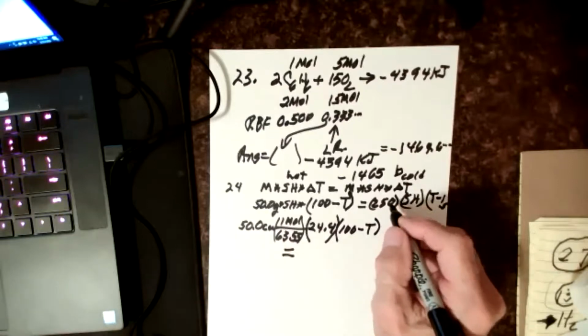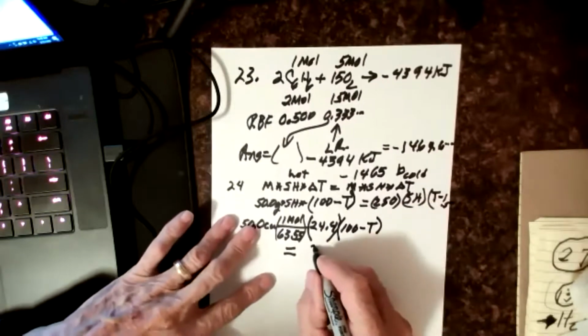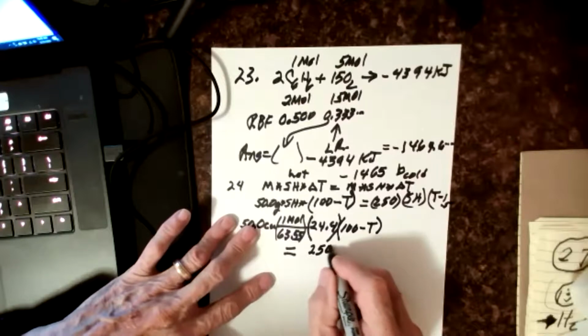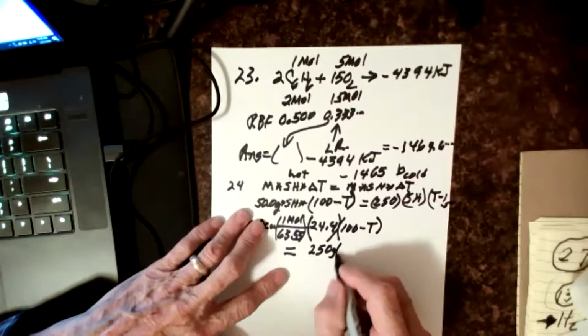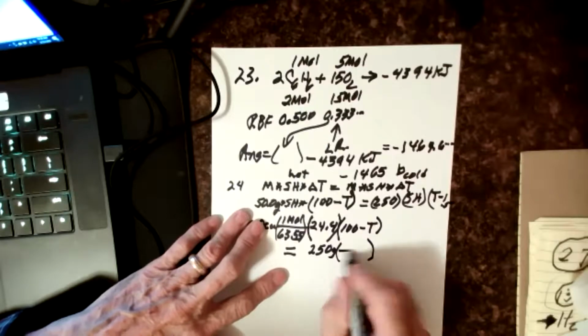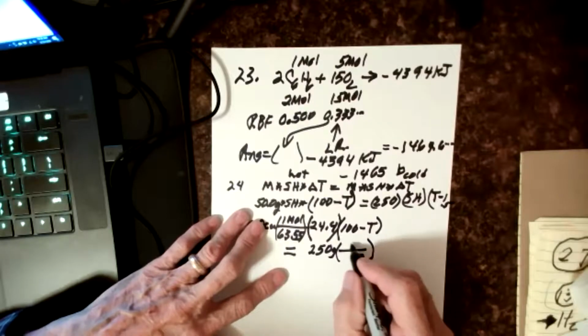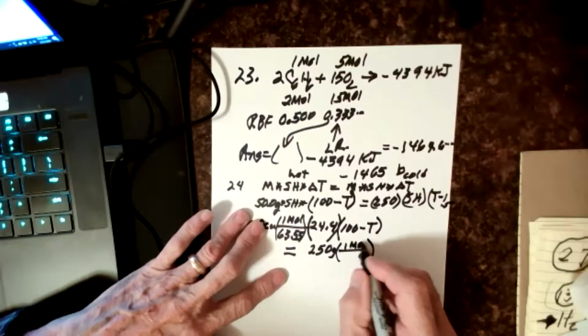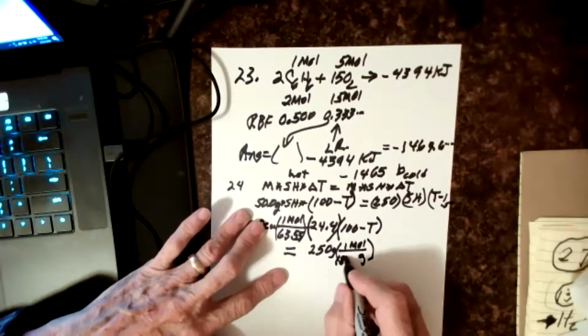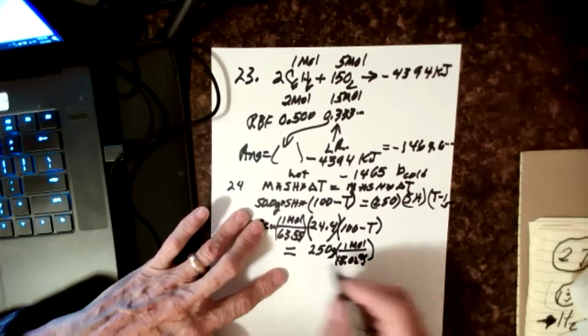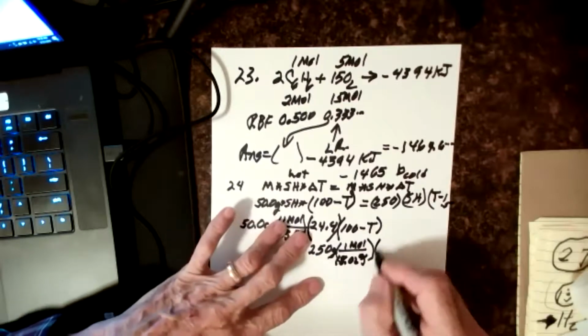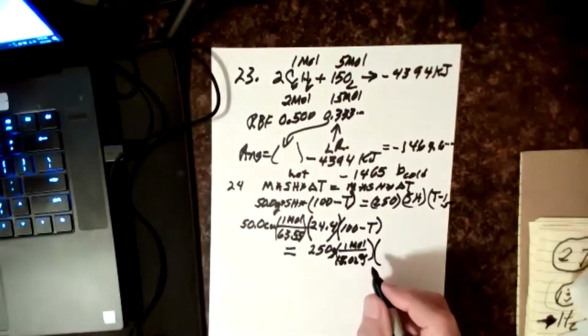The water, I've got 250 grams of water. And I want to convert that from grams to moles. 1 mole of water is 18.02 grams. Now, I've got this now in moles. The specific heat given in moles for water was 75.3.